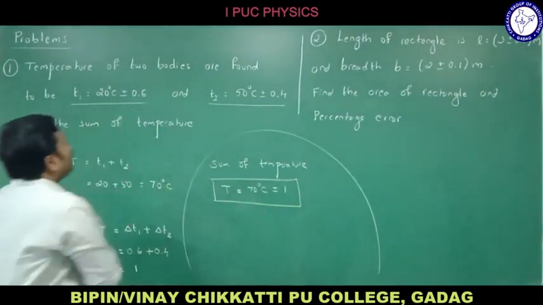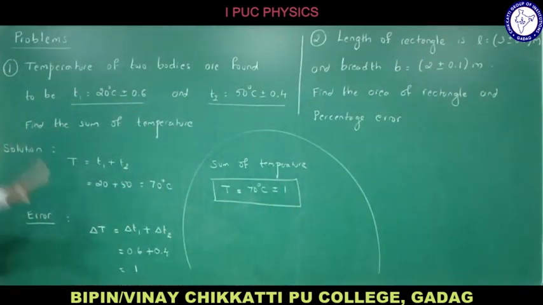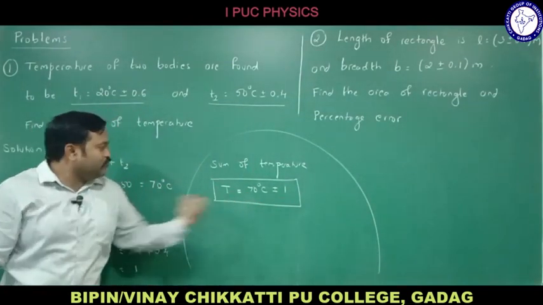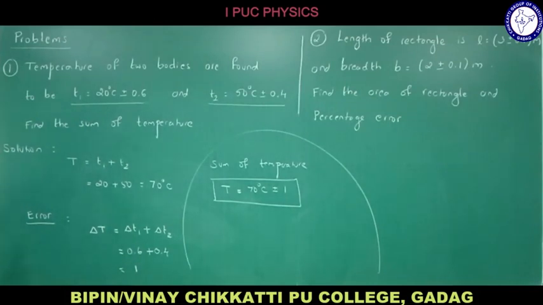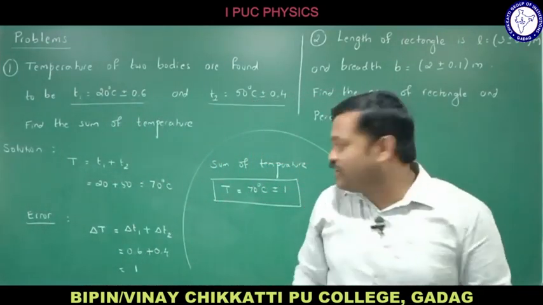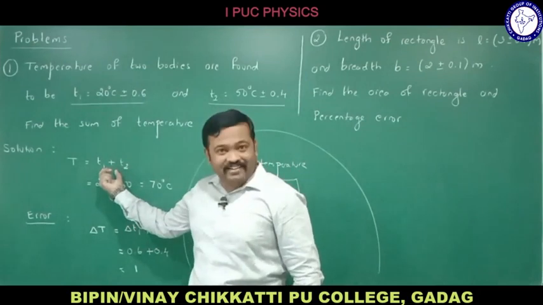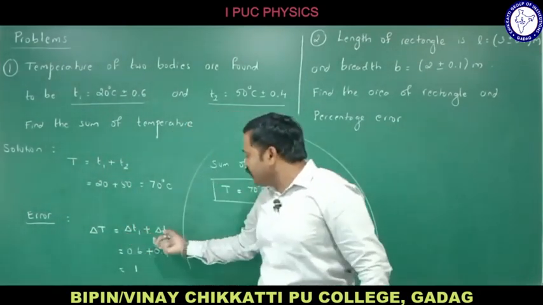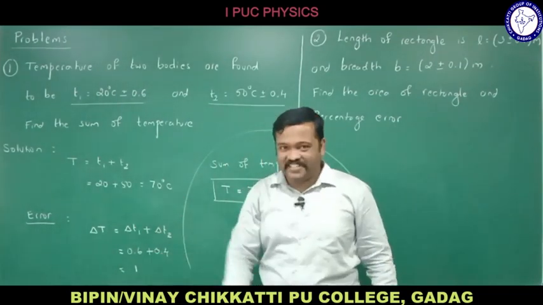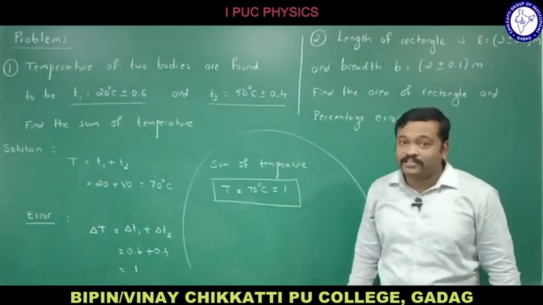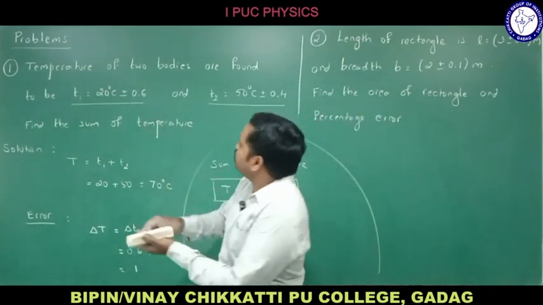What is the sum of temperature? 70 degrees Celsius plus or minus 1. So this is how we have calculated the sum of temperature of the two bodies. Simple, right? So this is how we have used rule number 1. Whenever two quantities are added, which error do we need to take? Absolute error in the result is equal to the sum of the absolute errors in the individual quantities. So this is how we calculated, and we got T is equal to 70 degrees Celsius plus or minus 1.